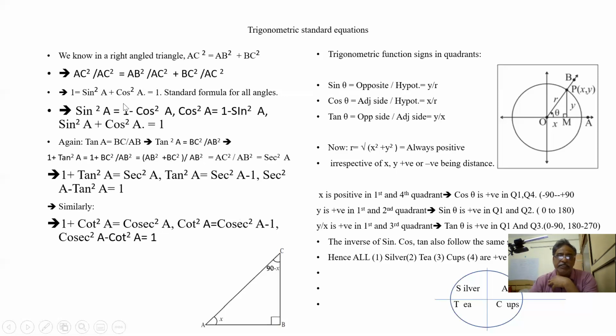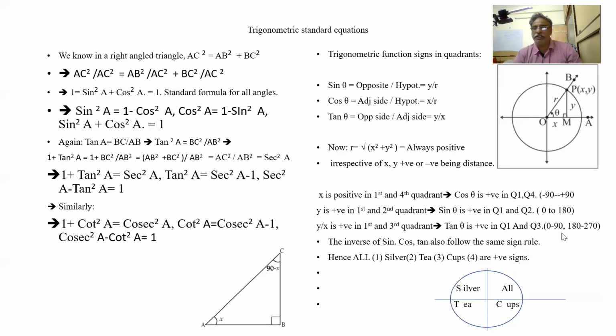What are the three identities? Sin square A plus cos square A is 1. 1 plus tan square A is secant square A. 1 plus cot square A is cosecant square A. These are the three identities. Okay. Now let us understand the signs in quadrants.